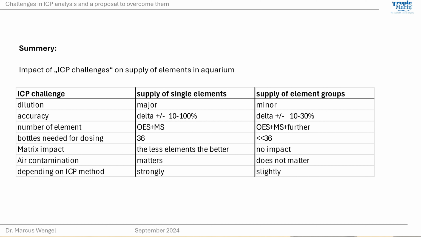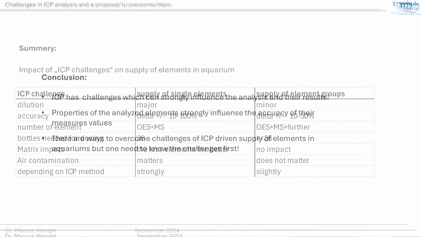Accuracy, number of elements. There are more elements when you dose in groups, because you can dose even these elements which are very low, which are not able to be measured in OES or LS. You can dose many more elements. Matrix impact. There is no matrix impact because we only use the guiding elements for dosing our tank. Depending on the ICP method, we know which wavelengths are clear to measure, so we have only a slight impact of this. So we could find with this maybe a method to dose our trace elements in our tank more accurately.